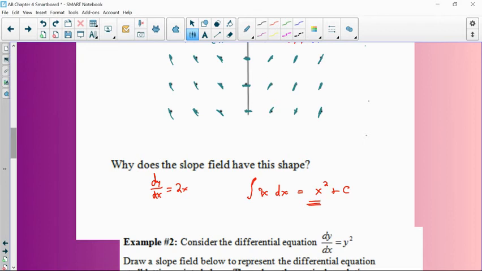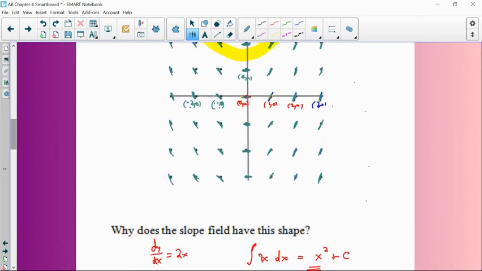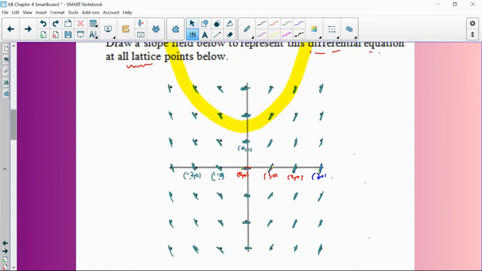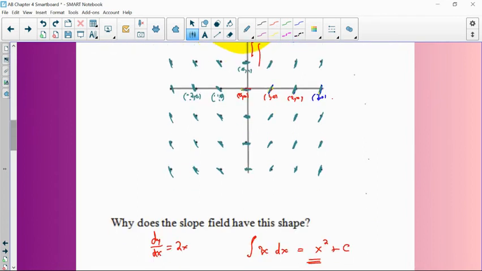Maybe it's x squared plus 2. Maybe it's x squared plus 3. Maybe it's x squared plus 4. And what this slope field shows are basically all the possible families of functions. Sorry, I'm trying to pick up my cursor. I guess I can't, sorry. But what it's showing is all possible families of functions, x squared plus c. So they all have the same shape. They're all parabolas. It's just that their intercept will be different depending on what your constant is. Okay? So that's our first differential equation.